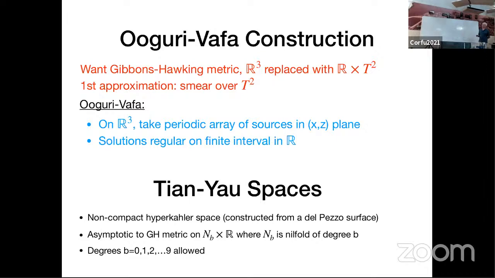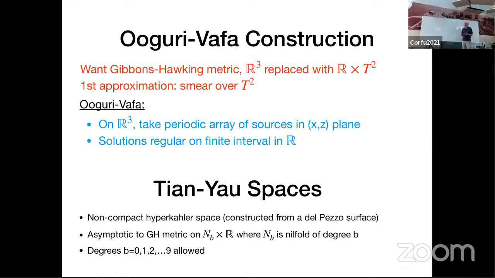So the first approximation is just the smear over T2 as we've done, but what they do is they take a periodic array of sources in the XZ plane, take an infinite sum over these, regularize, and they end up with a well-defined regular solution, which is regular on a finite interval on the transverse R. So in this way, this gives a neat resolution of these singularities in the middle. And these Tian-Yau spaces, as I mentioned, are non-compact hyperkähler spaces. Just like Calabi-Yau spaces, there's an existence theorem, but we don't have an explicit construction of the metric.